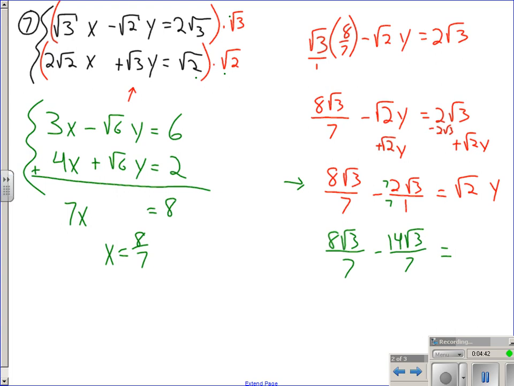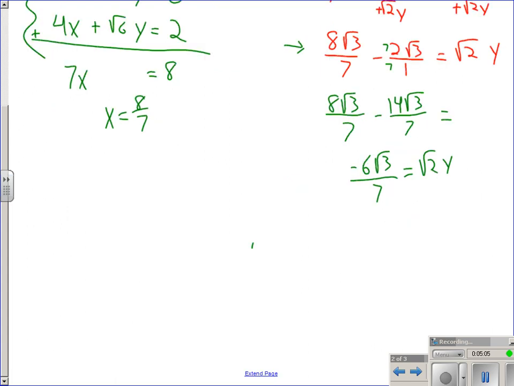We have common denominators, so we subtract the tops. The square root 3's, again, are just like variables. You have 8 of these square root 3's, and you're taking away 14 of those square root 3's. You've got negative 6 square root 3's. The denominator stays the same. That's equal to the square root of 2 y. So to solve for y, I'm going to divide by square root of 2.